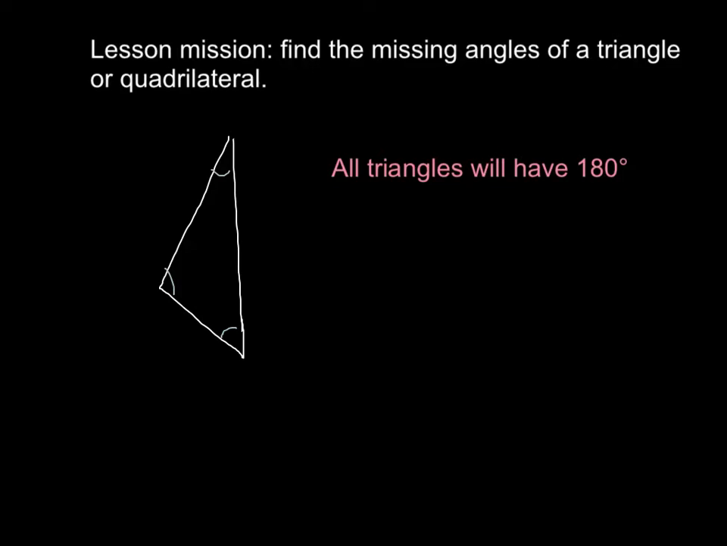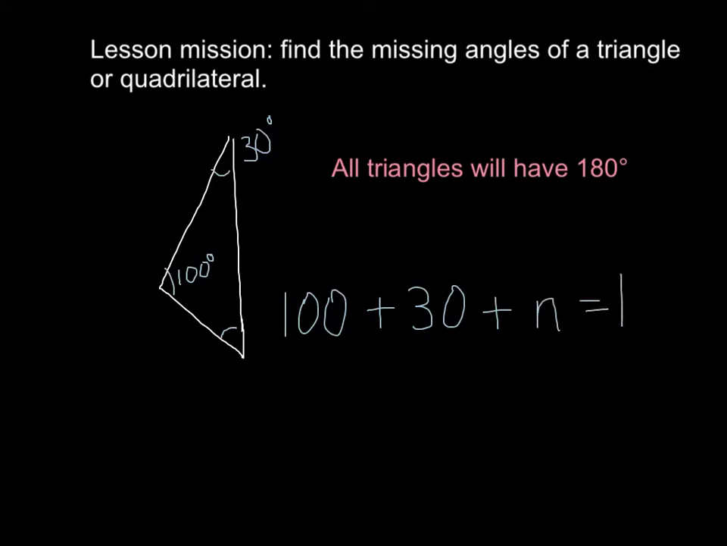So let's say this angle on the left-hand side is 100 degrees, and the angle at the top of that triangle is 30 degrees. We can solve this problem by writing an equation, since we know that 100 plus the 30 degrees at the top plus the unknown angle, which we'll say is n, will add up to 180.